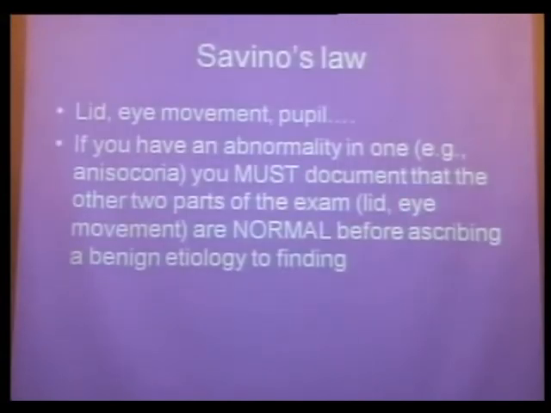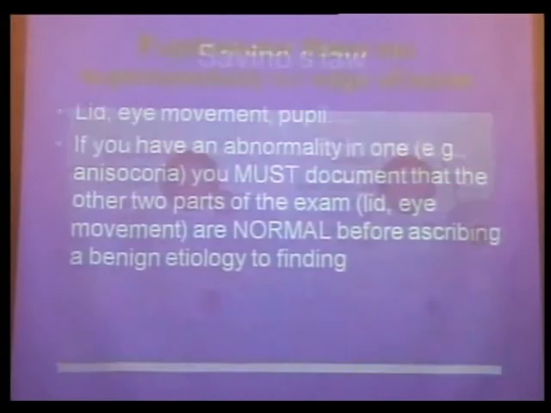I want to tell you about Peter Savino's law. Peter Savino's law is this: if you have a problem with the lid, the eye movement, or the pupil, big, small, lid retraction, lid lag, whatever, you must document that the other two parts of the exam are completely normal before saying it's benign. Because once you have two of the three, lid plus pupil, pupil plus motility, pupil plus lid, it's much, much less likely to be something benign, like levator dehiscence or physiologic anisocoria or isolated oculomotor palsy. So you've got to show me that whatever the problem is, it's only in one area. If it's in two of three, if it's three of three, strikes and you're out. That's not benign. That's got to be worked up.